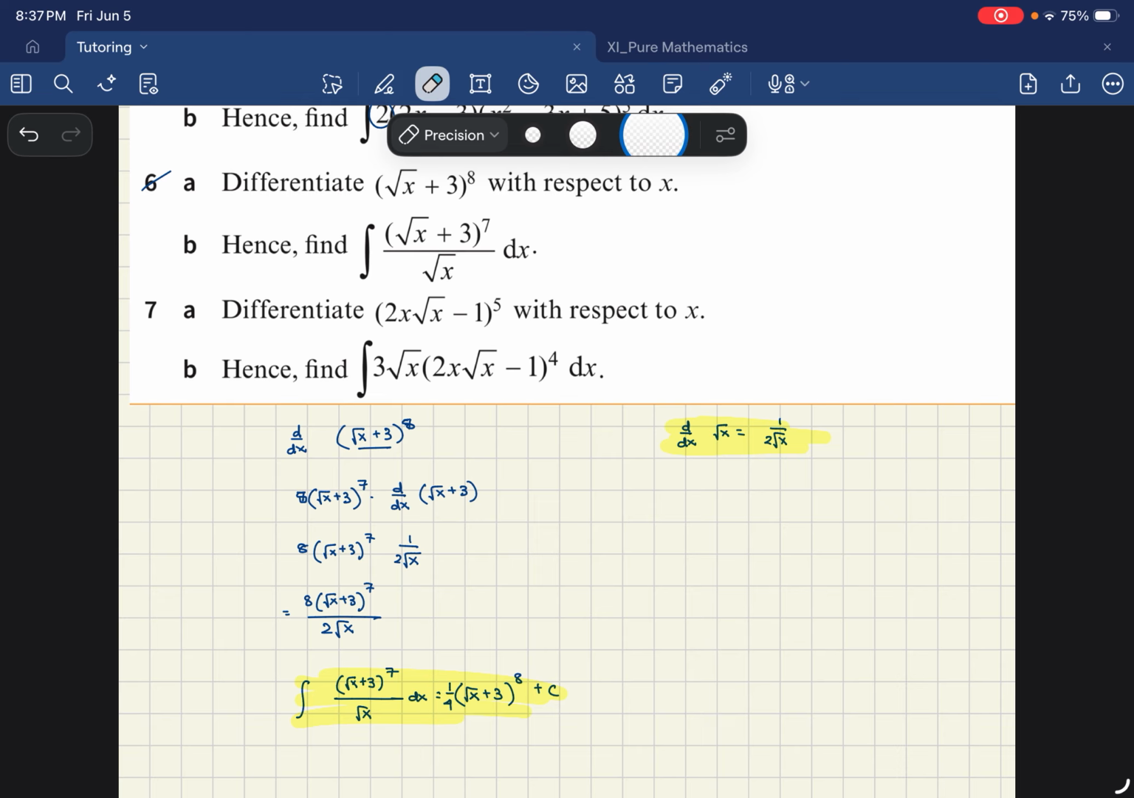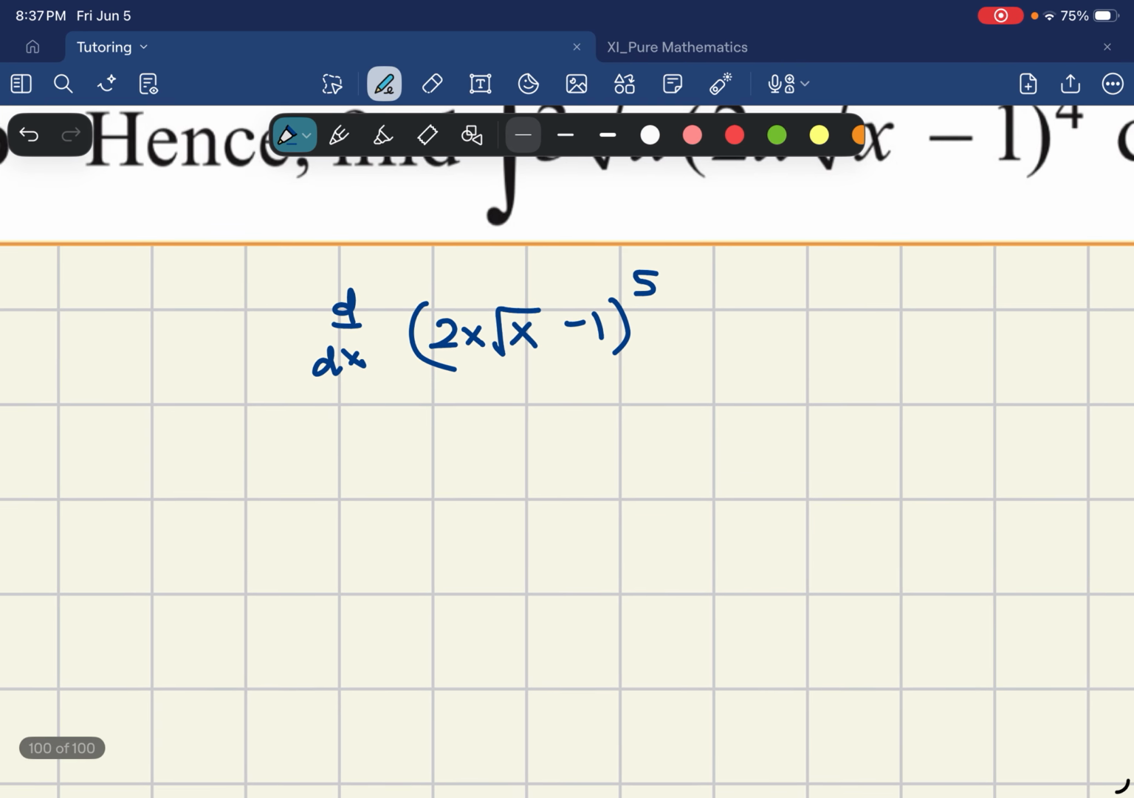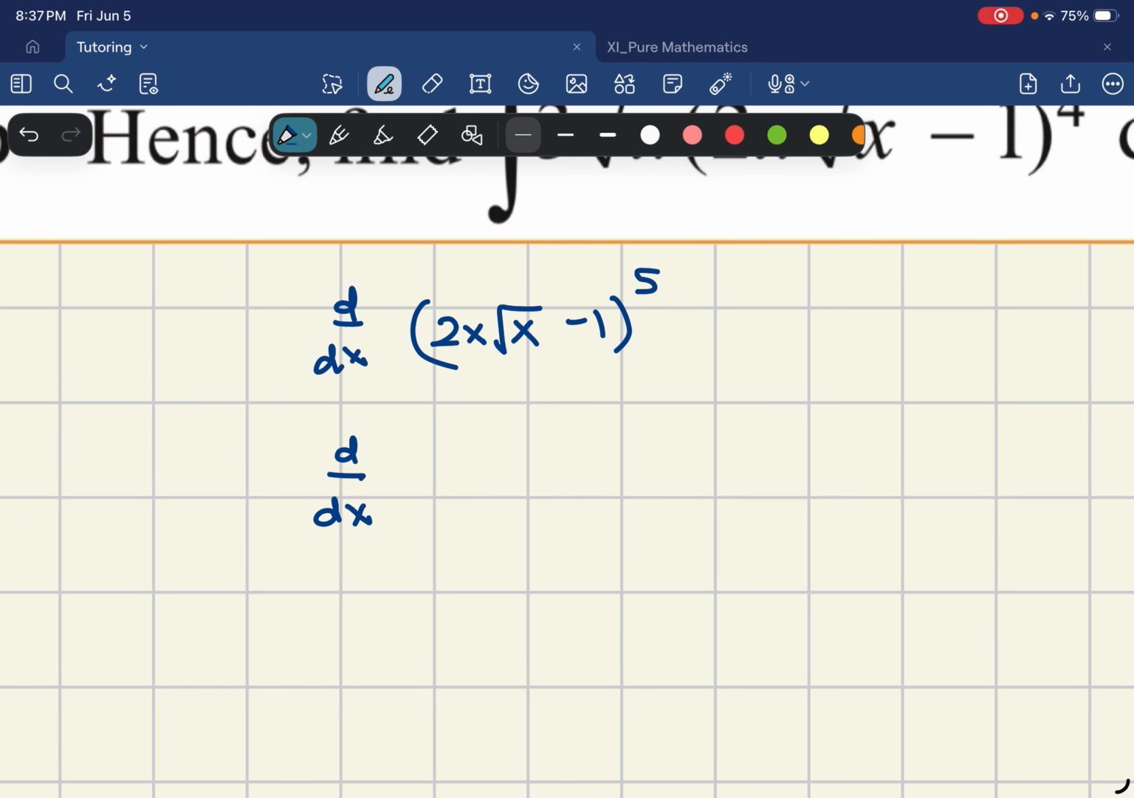All right. And, okay, let me erase this. It says differentiate d by dx of (2x square root of x minus 1) to the power 5. And now before I differentiate, let me just simplify my term inside the bracket. So I can write it as (2x to the power 3 over 2 minus 1) to the power 5.